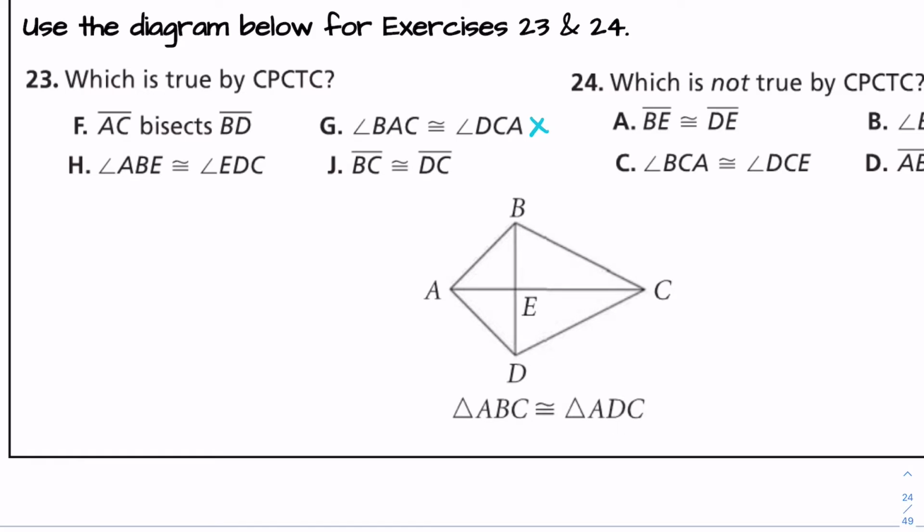Okay, let's look at BC and DC. BC, DC, that one looks good. Okay, let's take a look at ABE, which is that angle, and EDC is that one. I don't even see it in my statement, so I can't make that. And the AC bisecting BD, we don't know that either. That's not part of CPCTC. So the only one that works here is BC and DC.